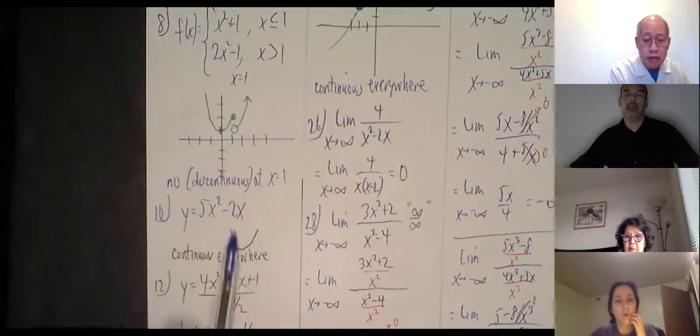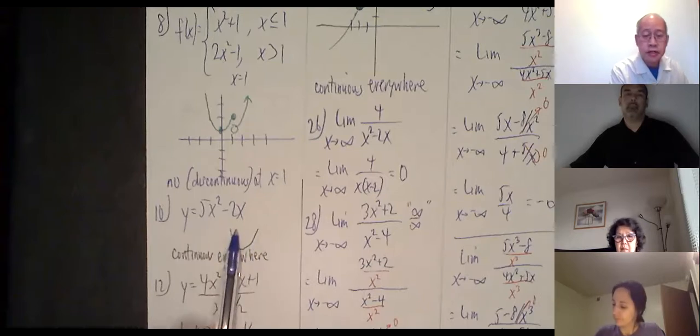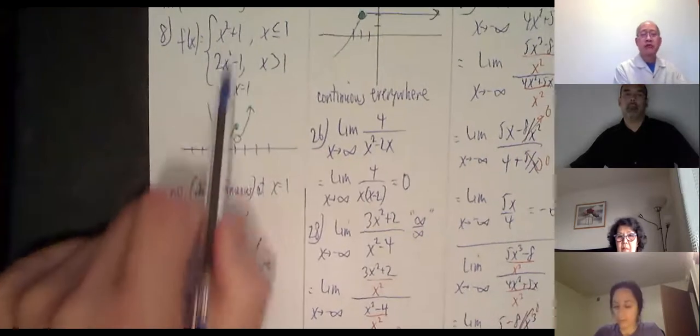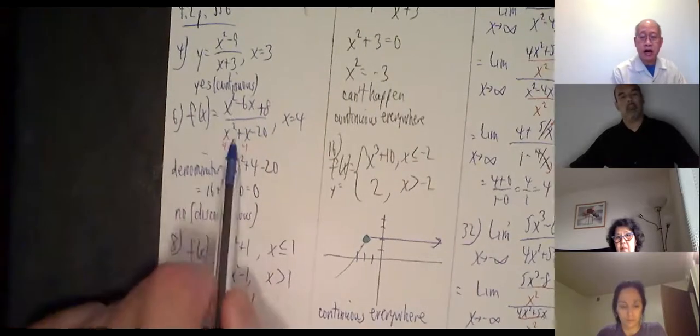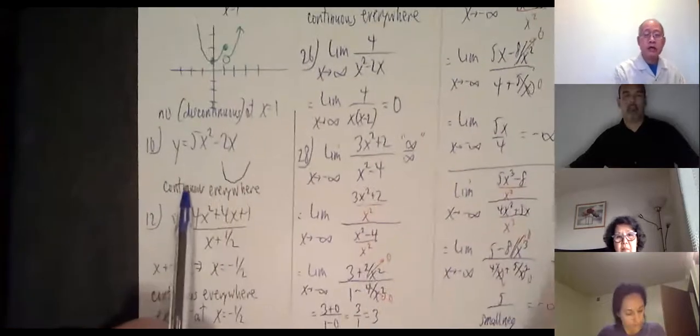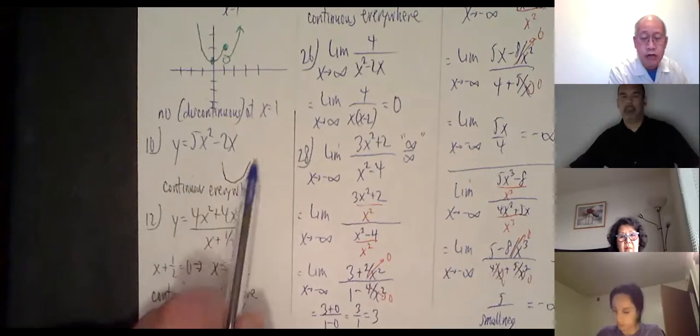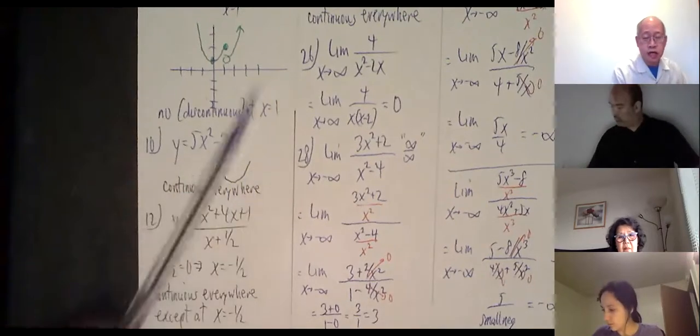And we know parabolas are continuous everywhere. There's no breaks. There's no gaps. They don't give it to me piecewise like this. I'm not dividing by anything like over here, where you have to watch out about dividing by 0. So this is going to be continuous everywhere. Parabolas are continuous everywhere. Straight lines are continuous everywhere.